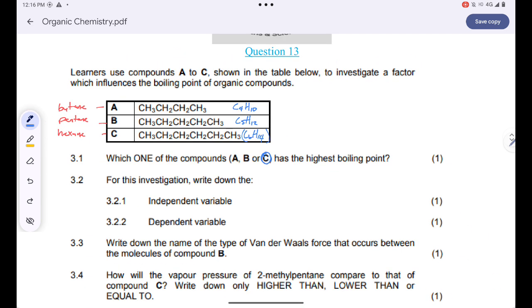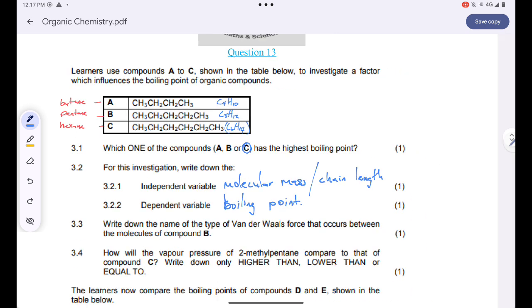Then 3.2. For this investigation, write down the independent variable and the dependent variable. The independent variable is just molecular mass, or you can say that's the chain length altogether. The dependent variable: once we change this, we want to see the impact it has on boiling point. So if boiling point is dependent on the changes, boiling point is the dependent variable.